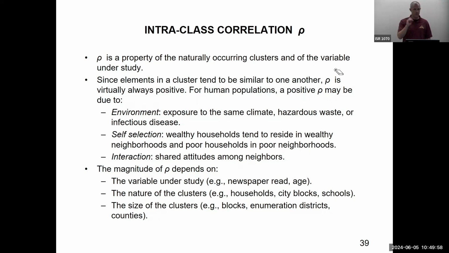People living next to each other, always talking about the same thing. Shared attitudes. The magnitude is going to depend on what variable you're studying, so different variables are going to have different rows. The nature of the clusters you define, are they households? Are they city blocks? Are they schools? The sizes of the clusters, all of that's going to drive rho, but you have no control over it. You can estimate it and then use it in sample size decisions, but we have no control over it.